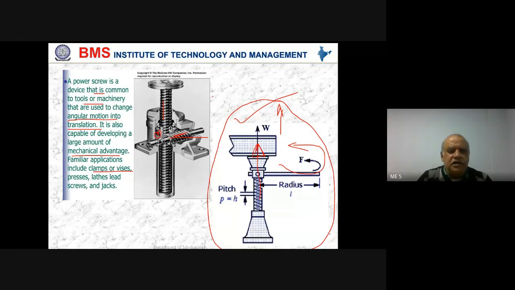Then presses, and lathe lead screws that you would have seen in the tool post. As you rotate the hand wheel for the tool post, it moves linearly, and beneath that you have a lead screw. Another example is the screw jacks we have seen in normal operations, where you give revolutionary motion and it lifts the car up. That is linear motion. Rotational motion is converted into linear motion. That is the job of a power screw.